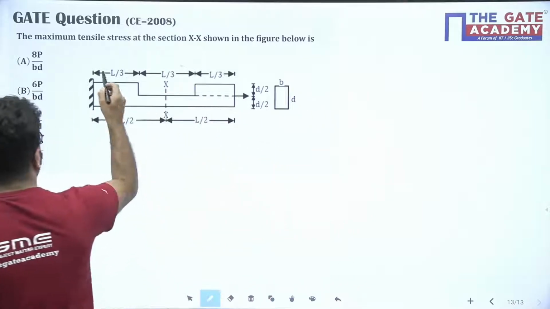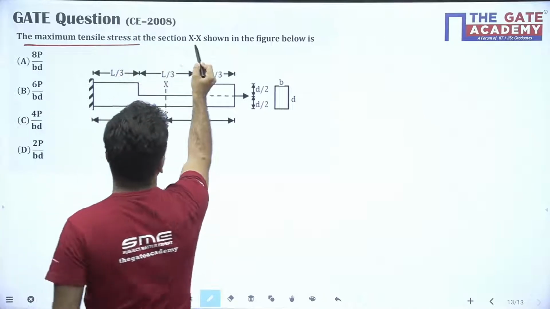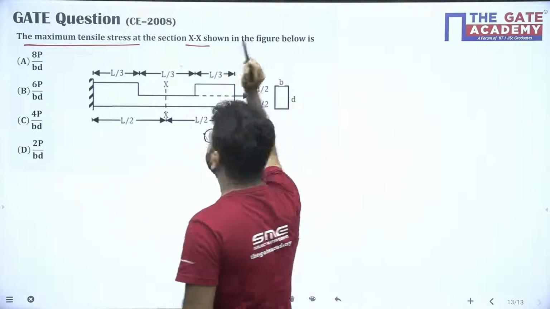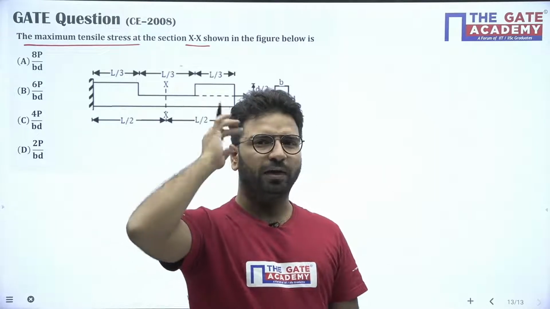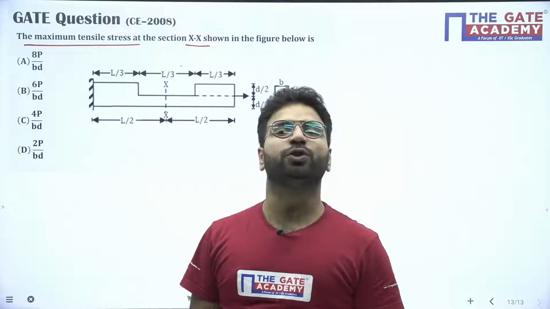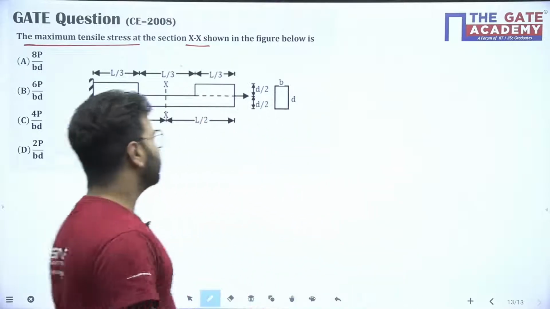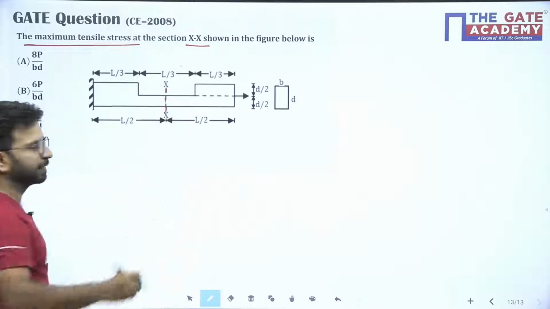Now see what the question is saying here. The maximum tensile stress at the section XX shown in the figure below is... Open your eyes and look carefully, beta. The question is really good here. We have to find the maximum bending stress at this section XX.